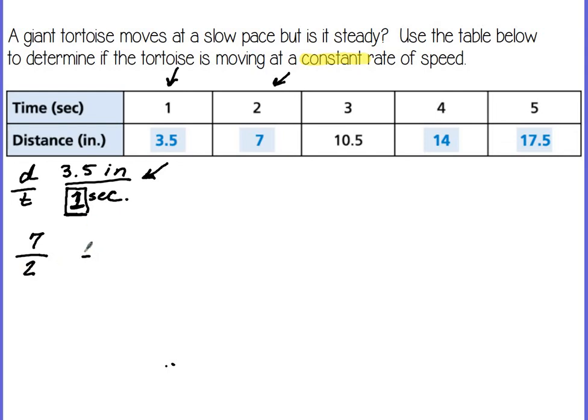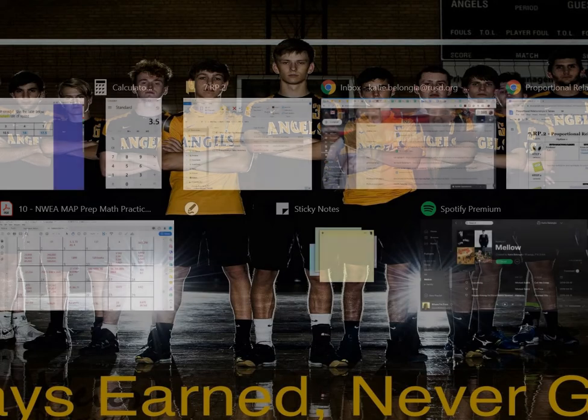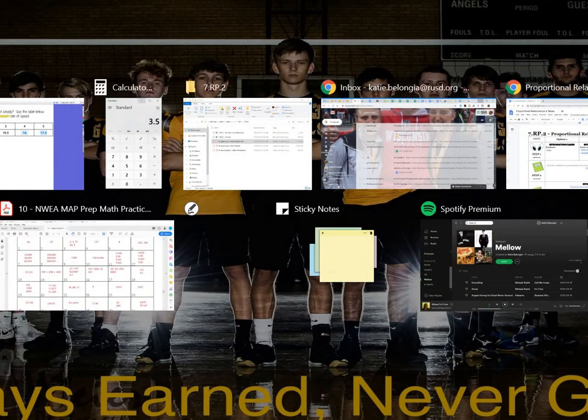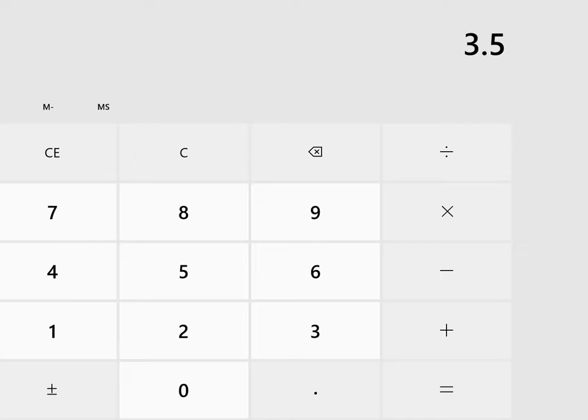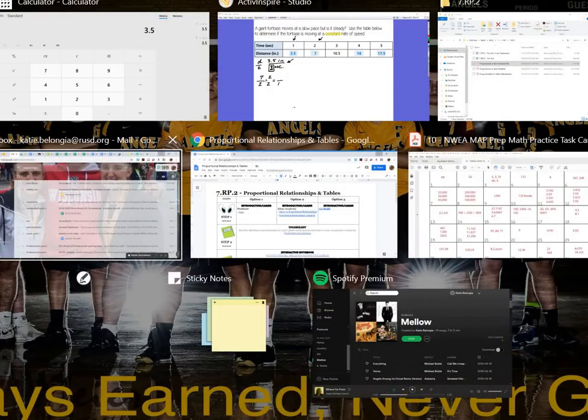So I want to know what I get when I go to a unit rate, and I want to know how far does he go in 1 second. So to determine that, I know that I have to divide 2 by 2 to get to 1. And when I do it to the bottom, I have to do it to the top. So then, if I need to, I can always pull up that trusty calculator and check. So 7 divided by 2, and it does give me 3.5.